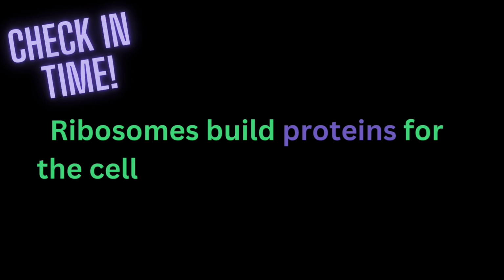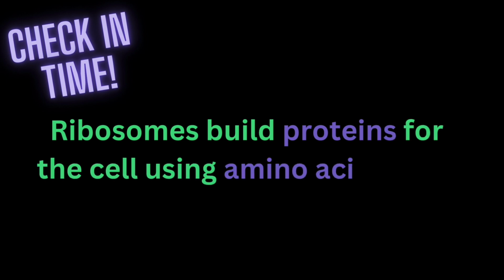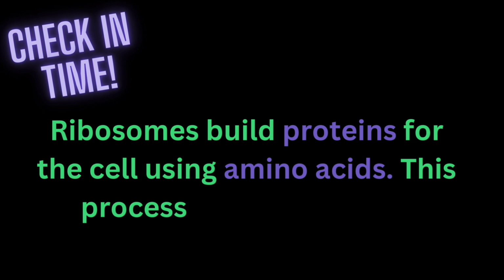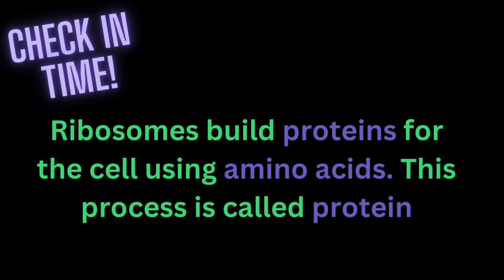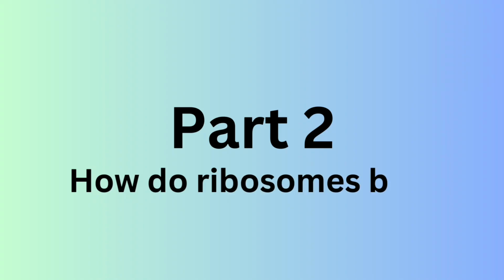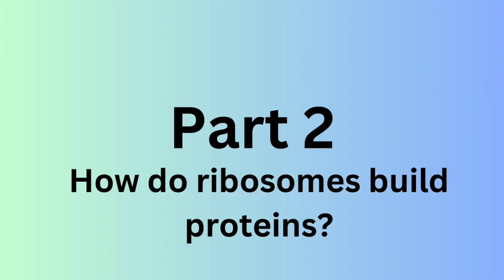Ribosomes build proteins for the cell using amino acids. This process is called protein synthesis. So if you can remember this sentence, it's a really good one that you can use in exams and hopefully score lots of points. Well done for finishing part 1. Now we'll have a look at how ribosomes build proteins.